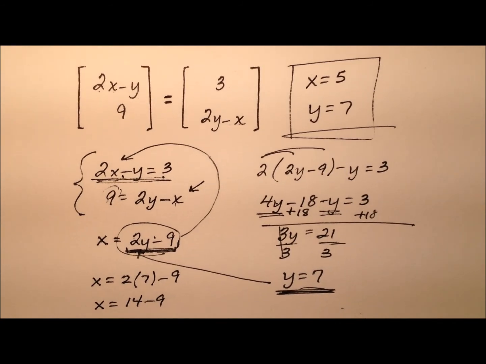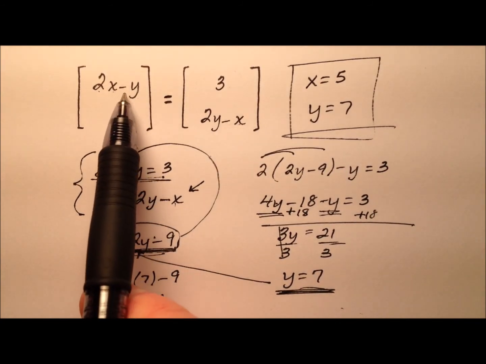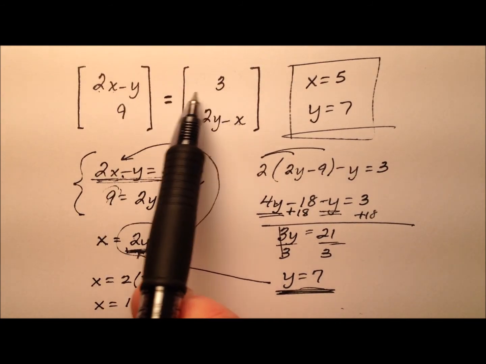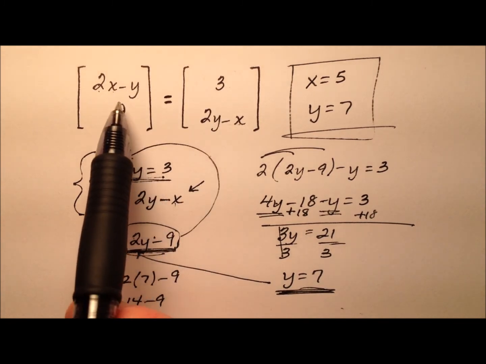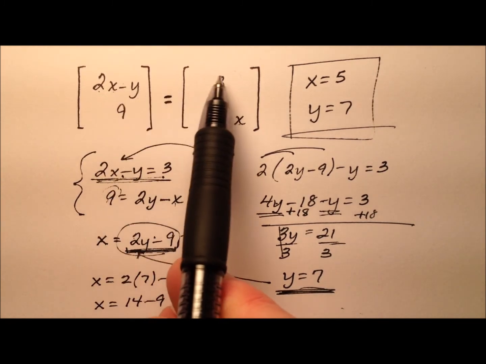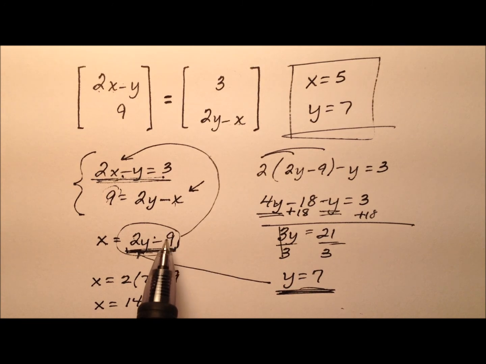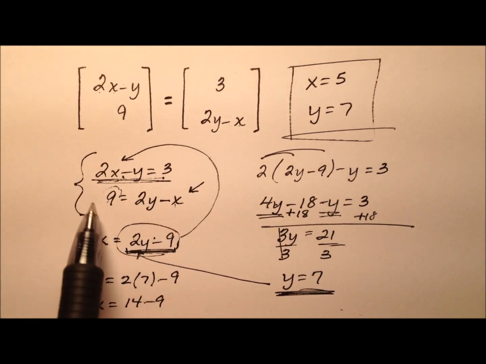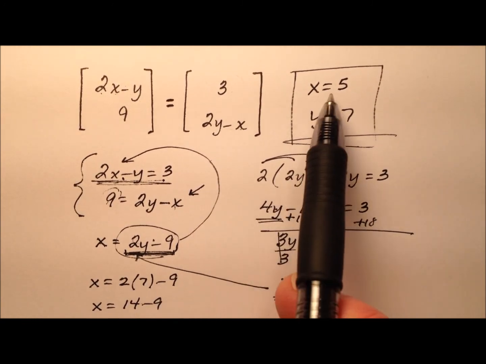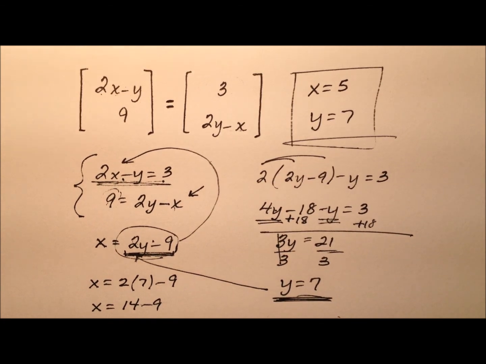So in this example, we used the fact that these matrices were equivalent matrices, and we were able to set up equations using the corresponding entries, and we solved this system that we ended up getting, and we see that x is 5 and y is 7.